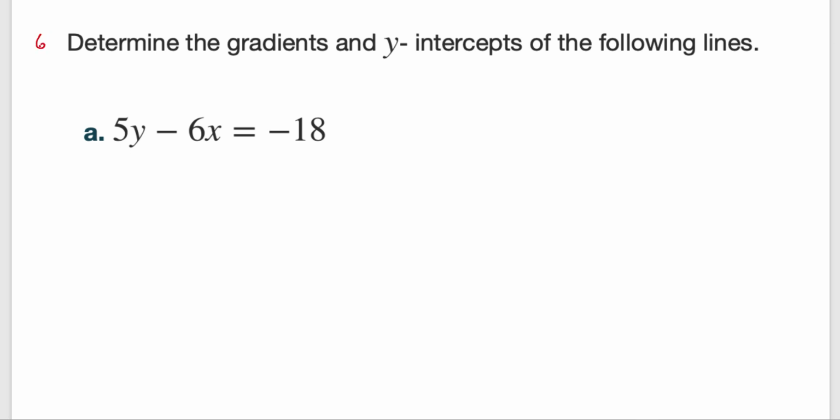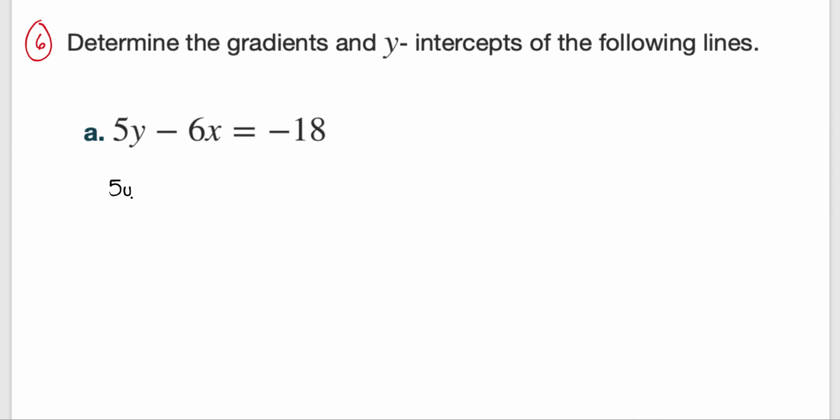I think this is our example 6. It says determine the gradient and y-intercept of the following lines. We are given a rule that is not in the form of y equals mx plus c. So if we're going to do this by hand, we have to rearrange this formula in order to put it into the form y equals mx plus c. I'm going to do that first, by hand.